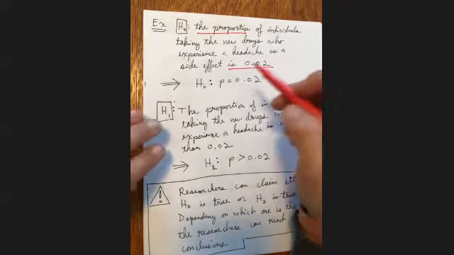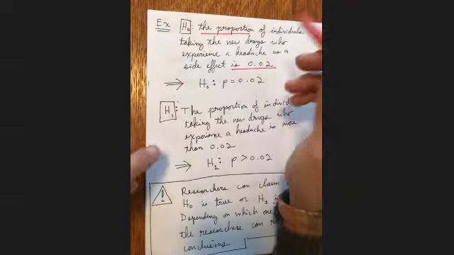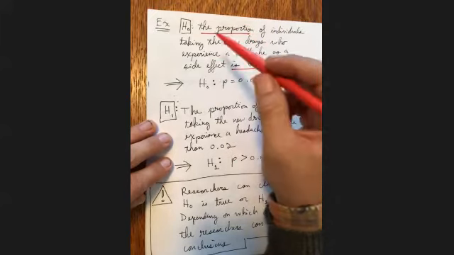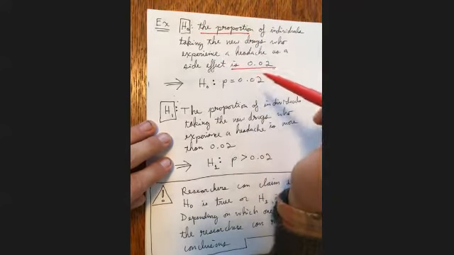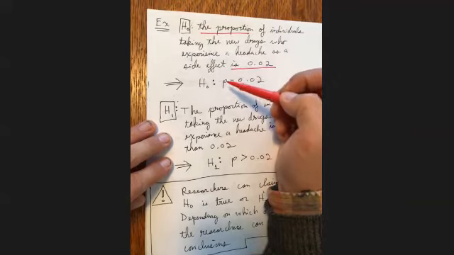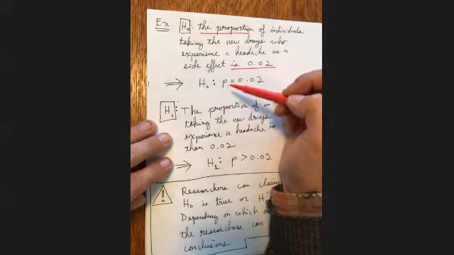right? Now, one thing that's important here is, well, before I move on, the proportion is 0.02. So is functioning as an equal sign. They're telling us what H0 is here. H0 is P is equal to 0.02.